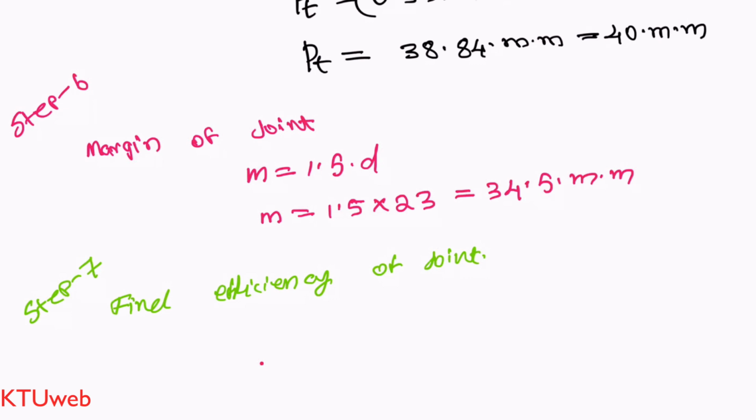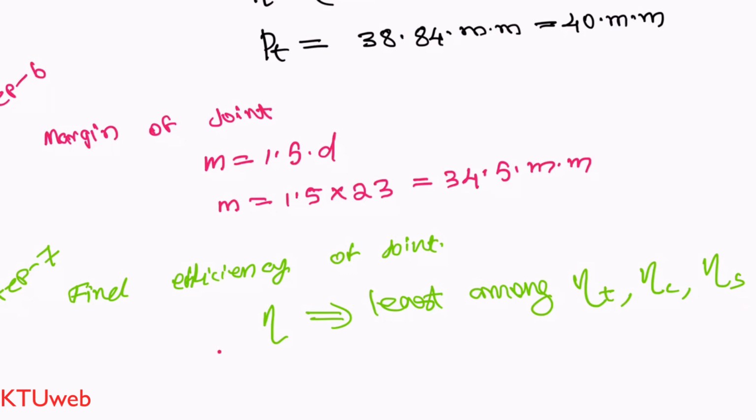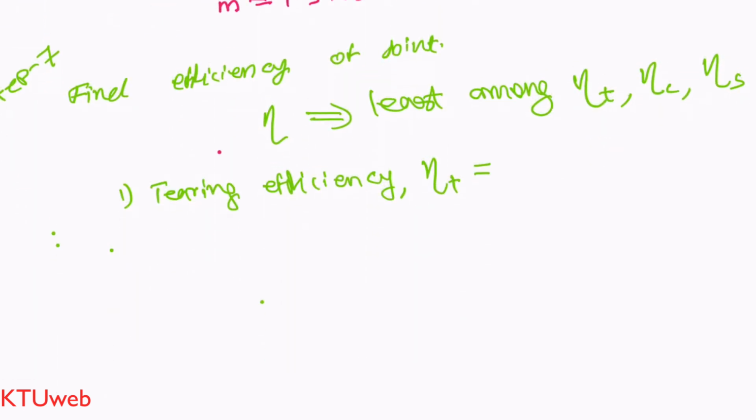The efficiency of the joint, eta, is the least among eta T, eta C, and eta S. That is the tearing efficiency, crushing efficiency, and shearing efficiency. So let us find each of these efficiencies. The first one we can go for is the tearing efficiency. Eta T is given by, this equation is available in most data books, pitch minus diameter of rivet hole divided by pitch.